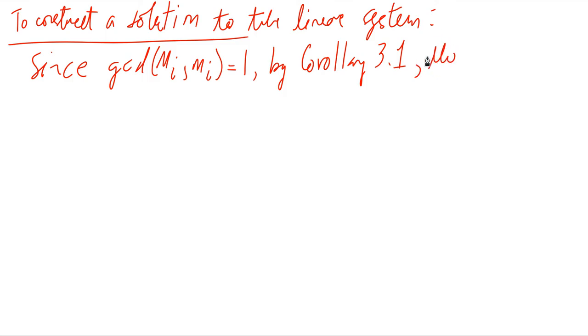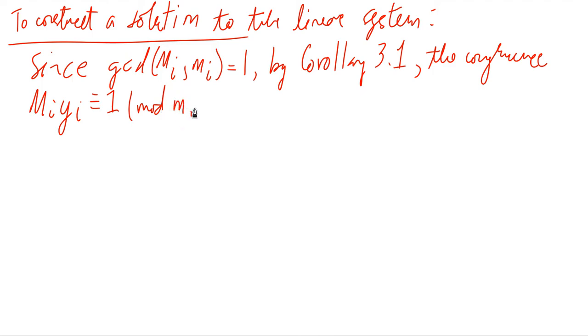The congruence big M sub i times y sub i is congruent to 1 mod m sub i. Notice that the subscripts are the same for all the three integers here. So big M sub i times y sub i is congruent to 1 mod m sub i.